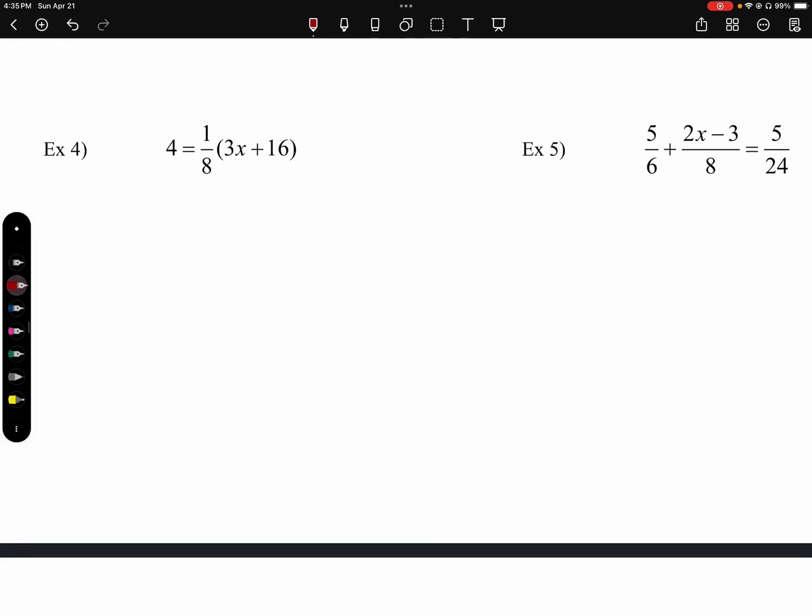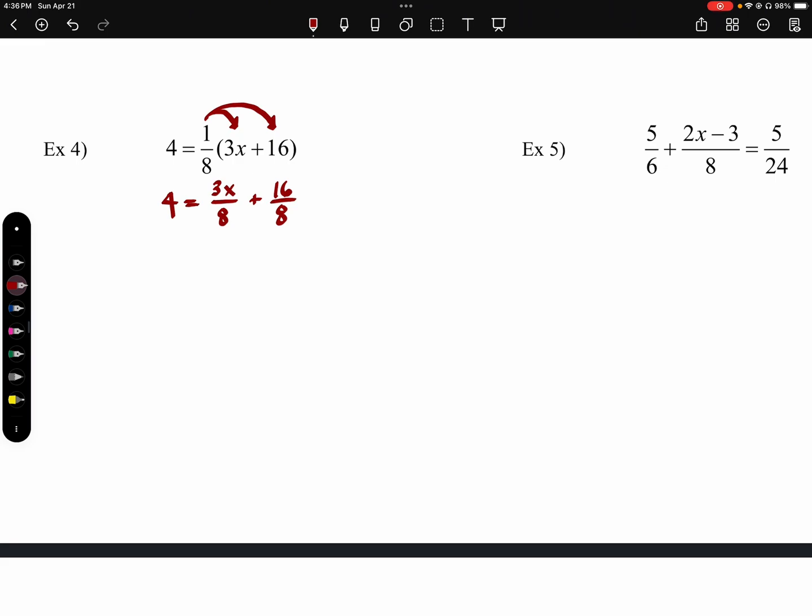All right, the next one is example 4. We have 4 is equal to 1/8 times 3x plus 16. So I like to simplify one side before I start looking for my least common multiple. In this case, since we have a distributive property happening, I'm going to go ahead and distribute my 1/8 through. I've got 4 is equal to 1/8 times 3x would be 3x over 8. And then 1/8 times 16, remember it's 1 times 16, so that would be 16 over 8.